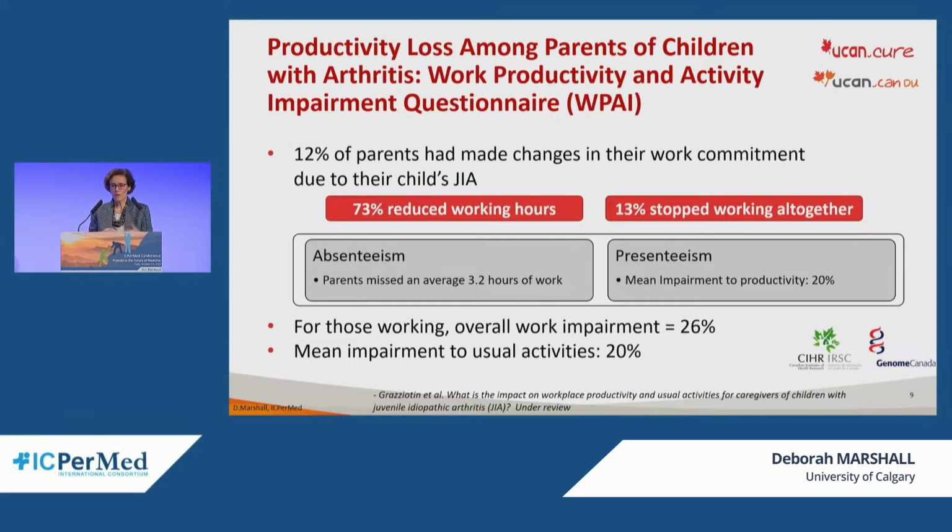Then with the work productivity questionnaire, you can also look at absenteeism, so being away from work, and presenteeism, where your productivity is lowered. And you can see the numbers there, 3.2 hours of work a week and 26%, I think, of presenteeism. When you combine that, the overall impairment is 26%, so a quarter impact on people's productivity. And then in addition to that, we can also look at usual activities, and there was impairment of 20% on average in these families. I would say that's large.